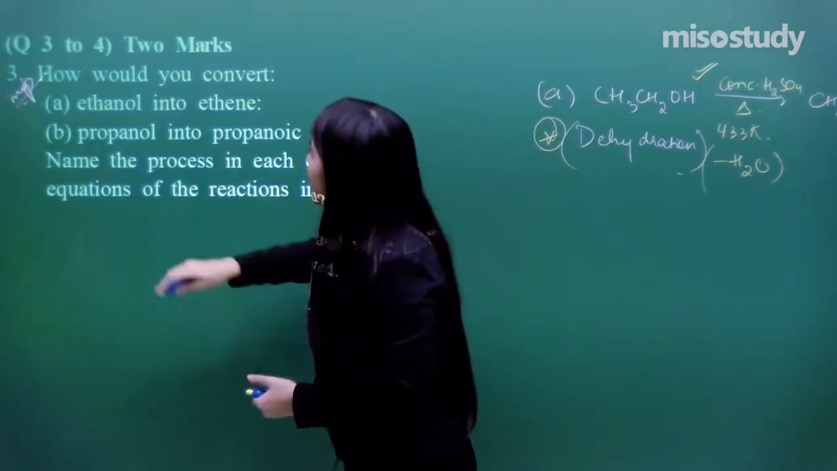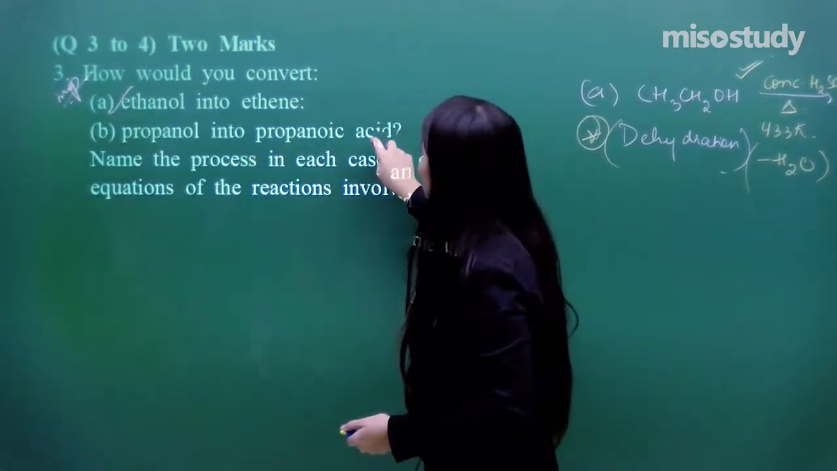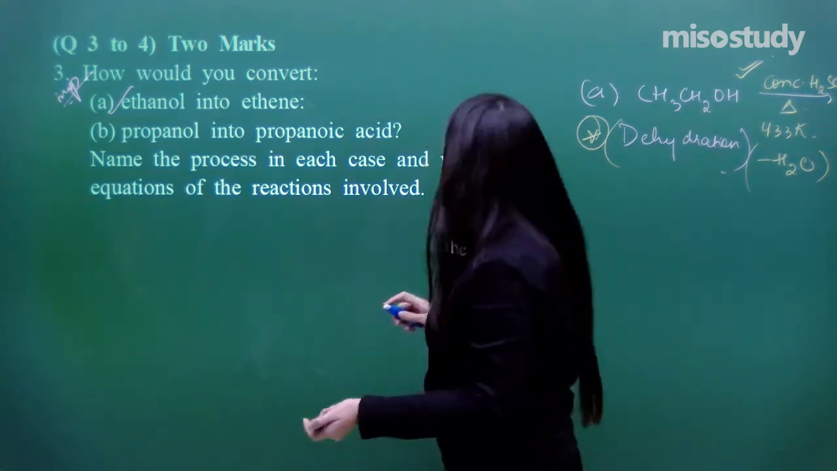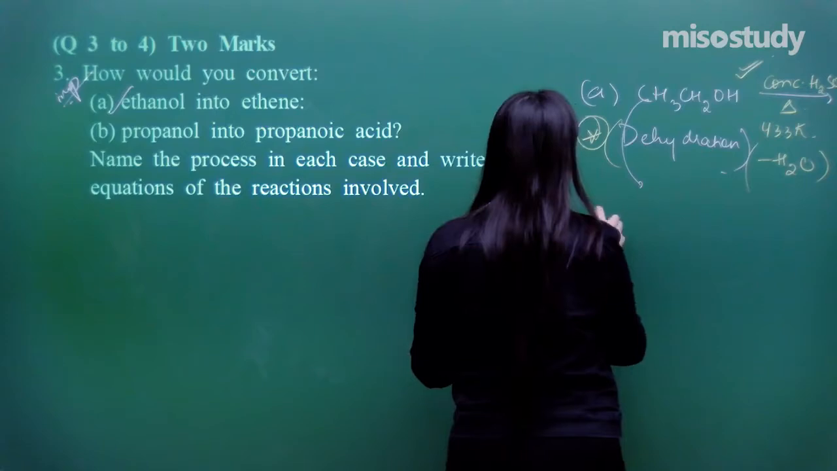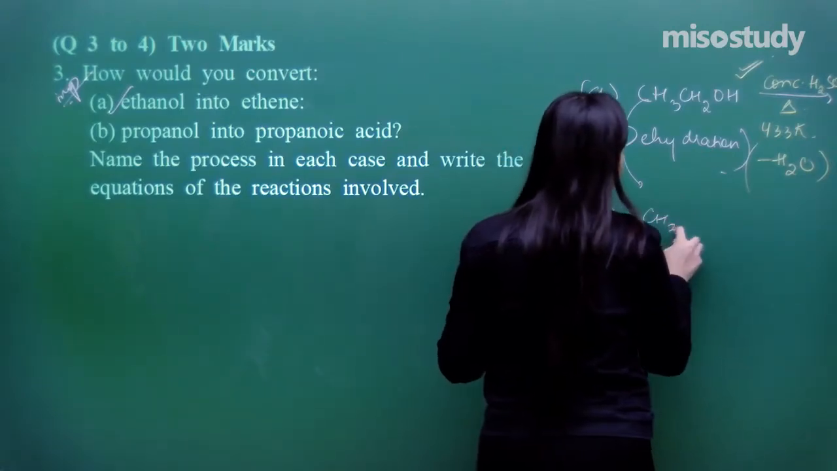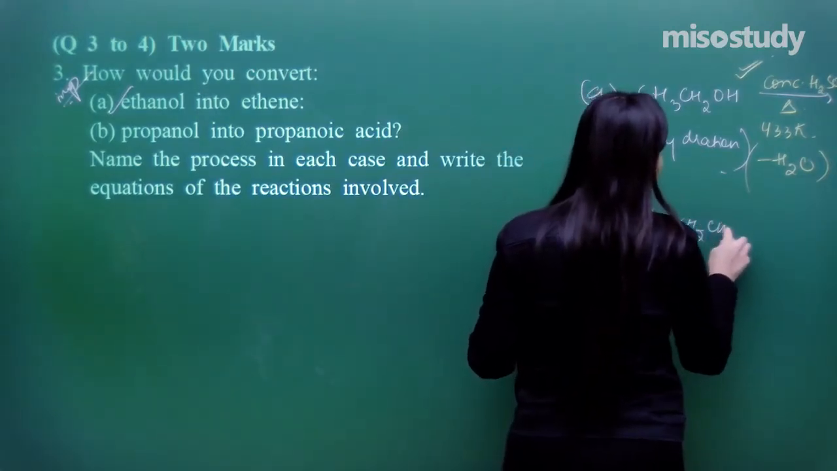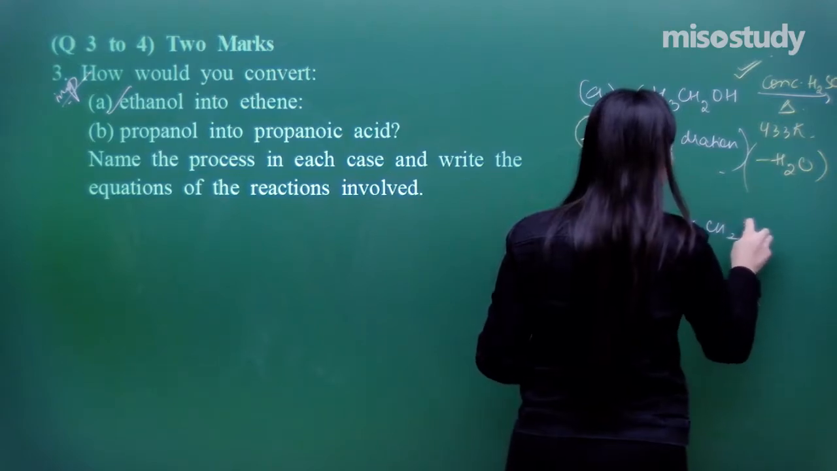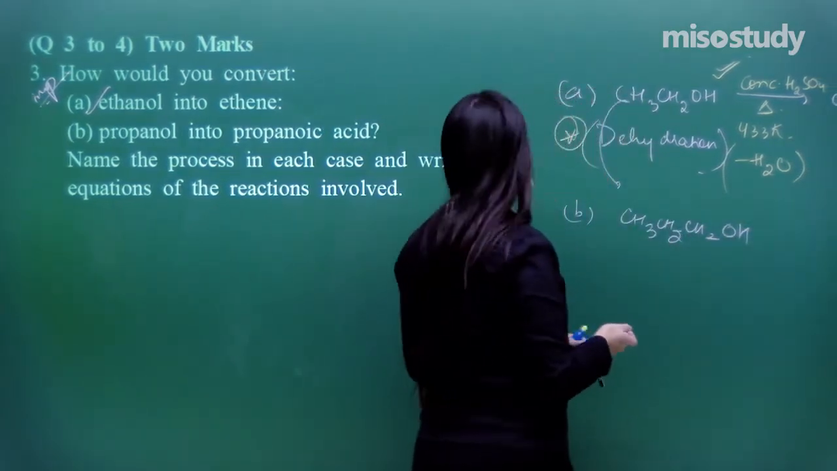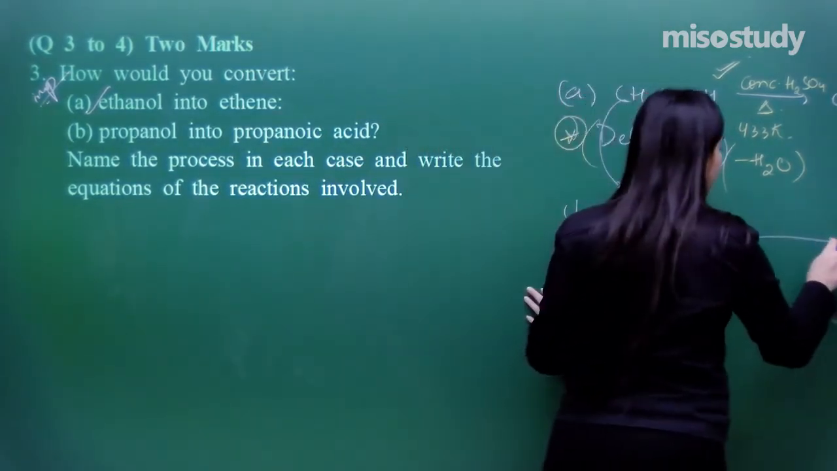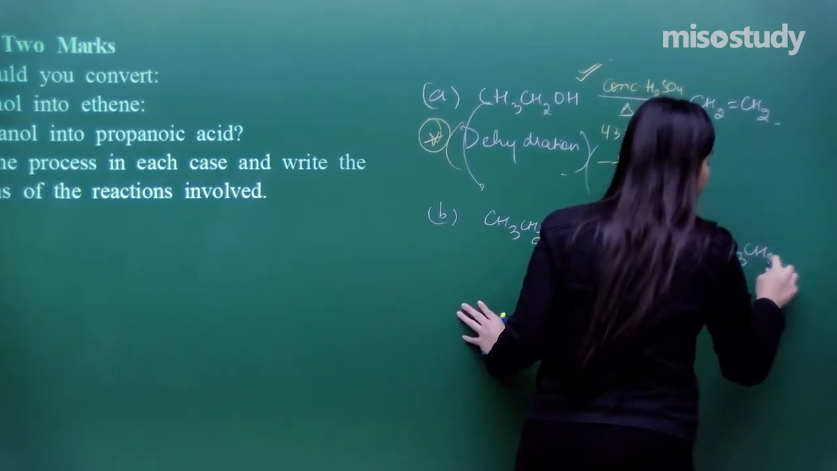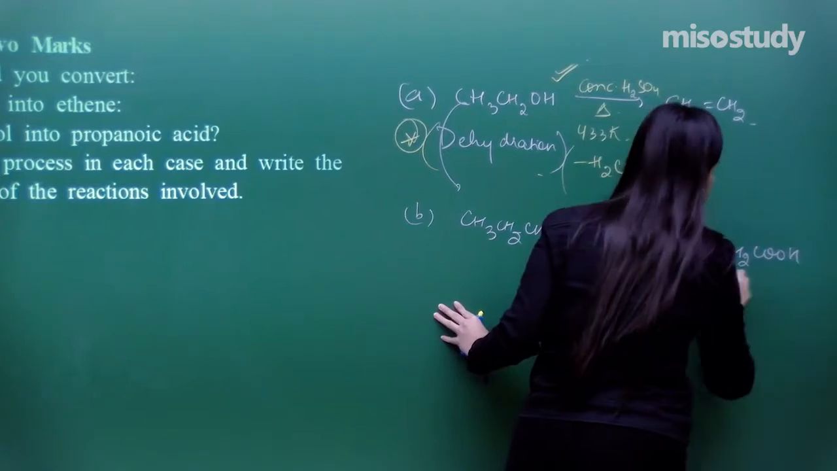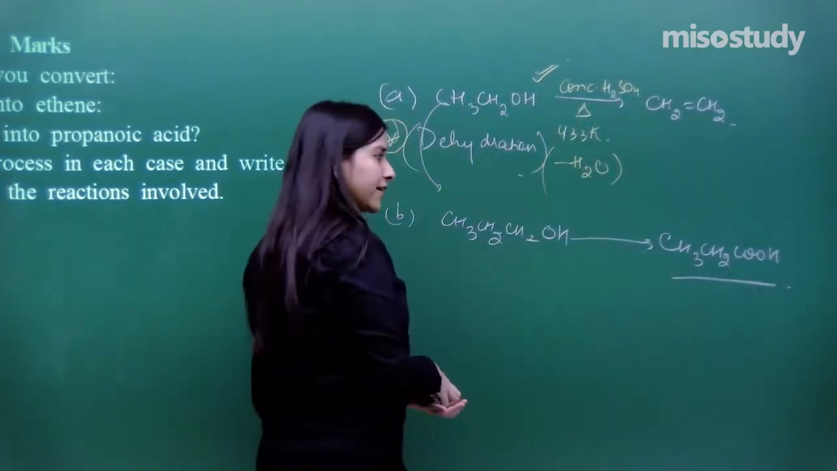Next one, propanol into propanoic acid. So propanol, the next homologue of ethanol, having 3 carbons, and "ol" means OH, into propanoic acid. That means CH3, CH2, COOH. OH means carboxylic acid. Fine.